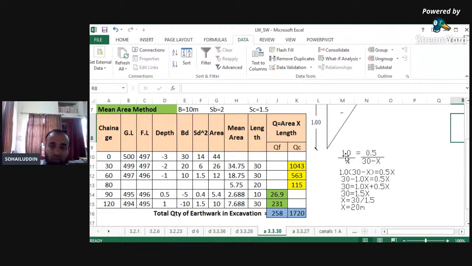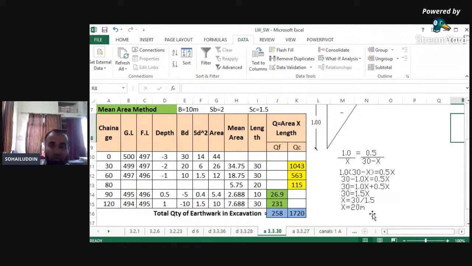So simple cross multiplication: 1 multiplied by 30 minus x, and 0.5 multiplied by x, and the x terms are added. So this x terms addition will give 1.5x, that is 30 equals 1.5x, and x will be 20. So simple multiplication and division. So x is nothing but 20 meters.